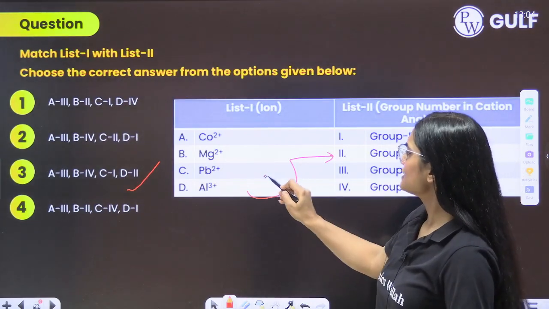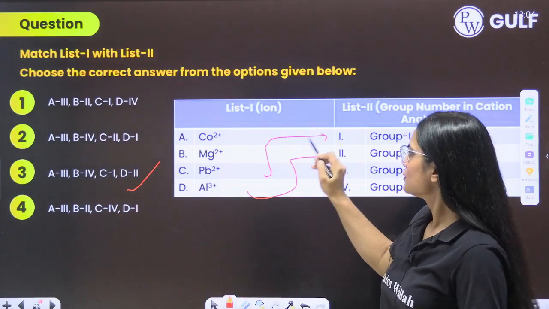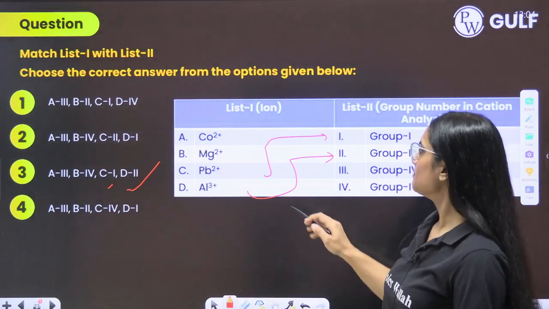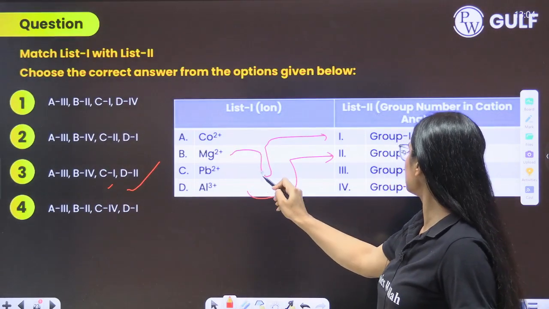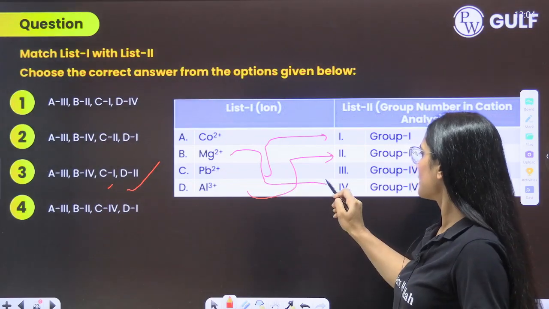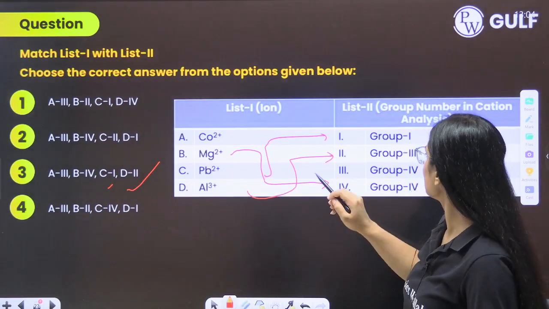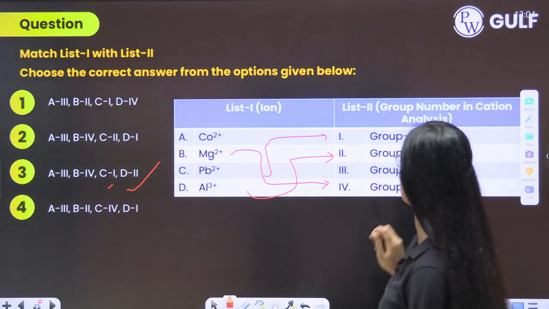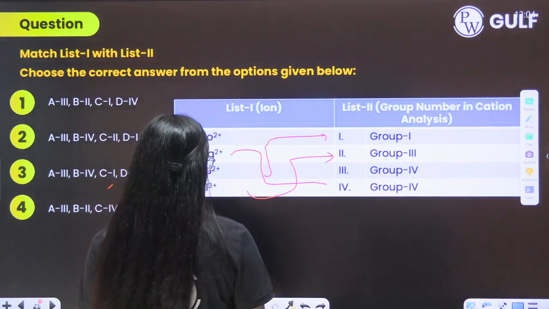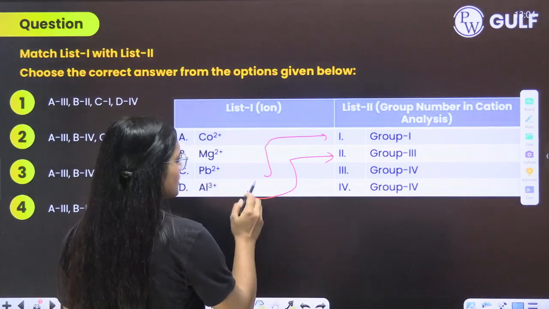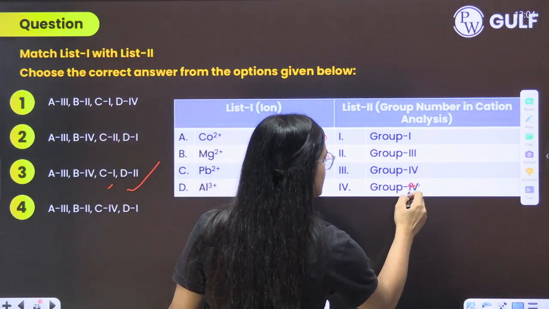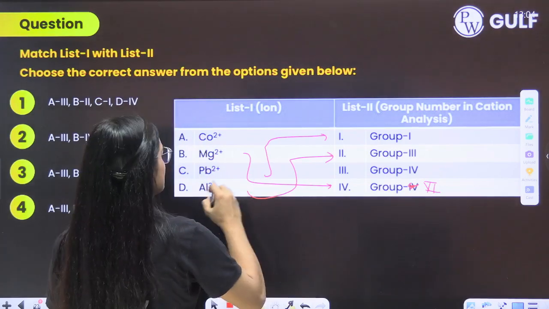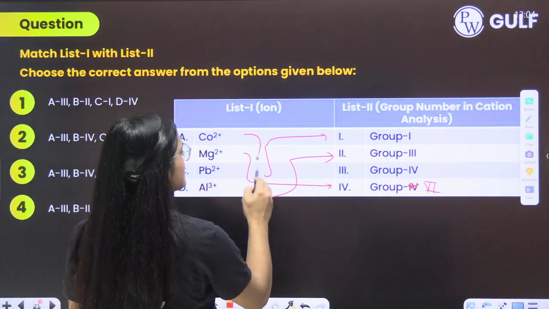Your lead lies in group 1. So C is matching with 1. Magnesium lies in group 4, and then your cobalt, here it will be group 6 beta. There is a correction here. I think there is a typing error here. It should be group 6. Magnesium lies in group 6, and then what remains is your cobalt, which lies in group 4.